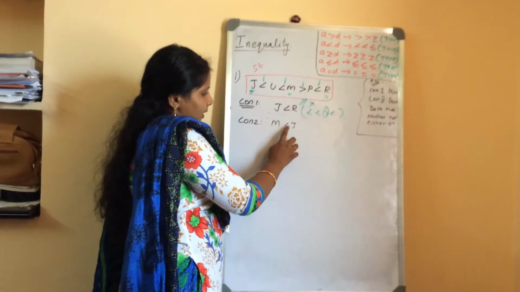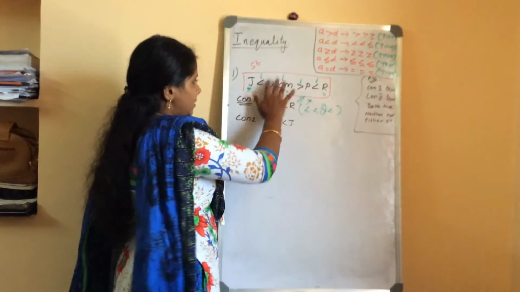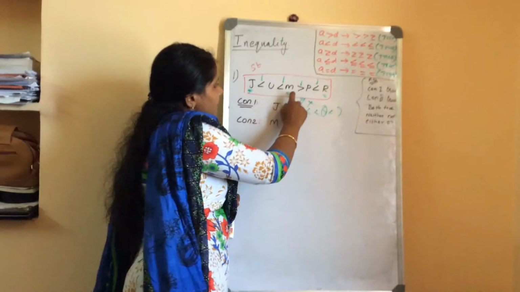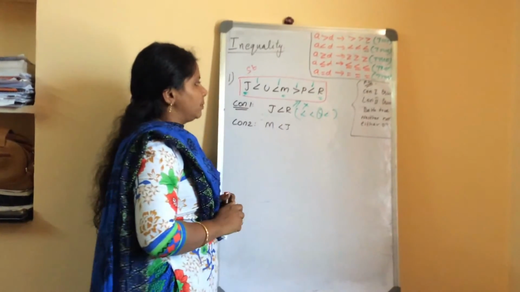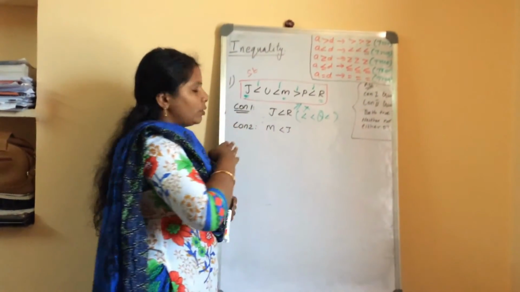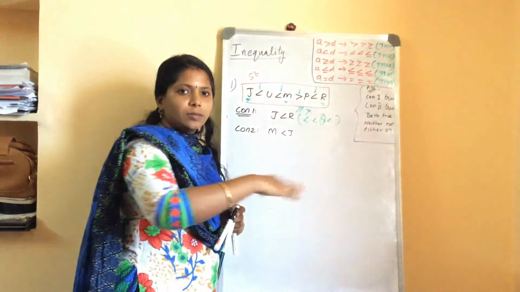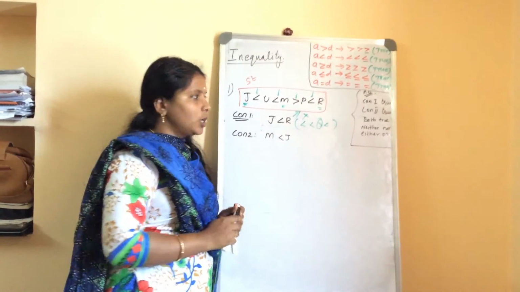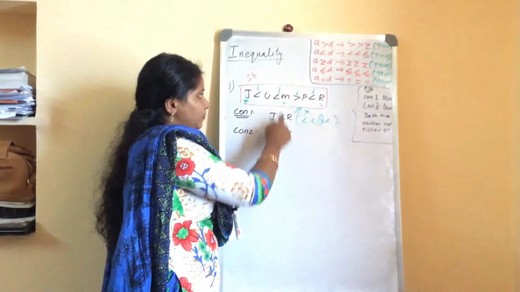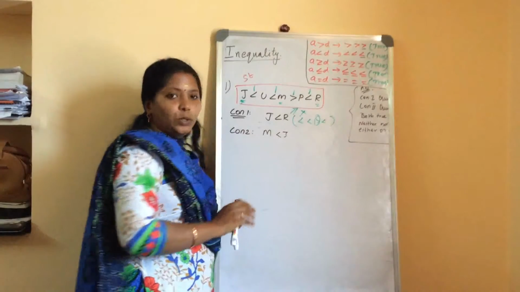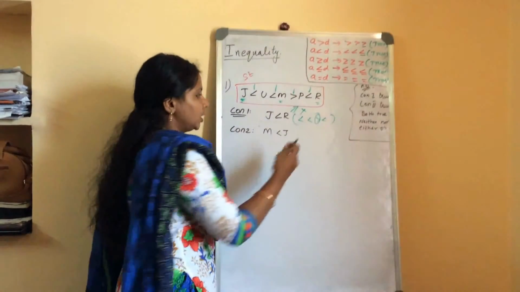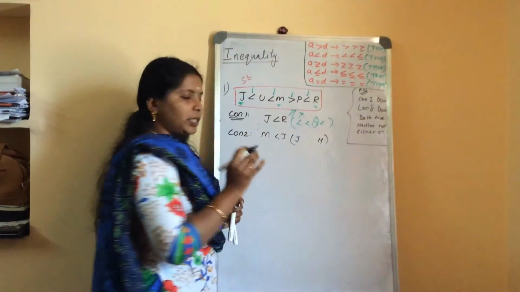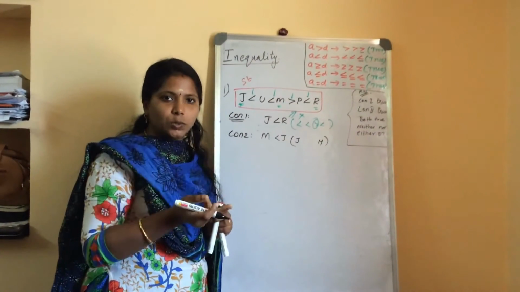See, M less than J. Go to the statement. Where is J? J is in the first. Where is M? M is in the middle of the statement. So, we need to always look in the forward way. Forward will be much easier to find out whether the conclusion is true or not. Here the conclusion is reversed, so I am going to change the letters first: J, M. And if we change the letters, the symbols also will be reversed.